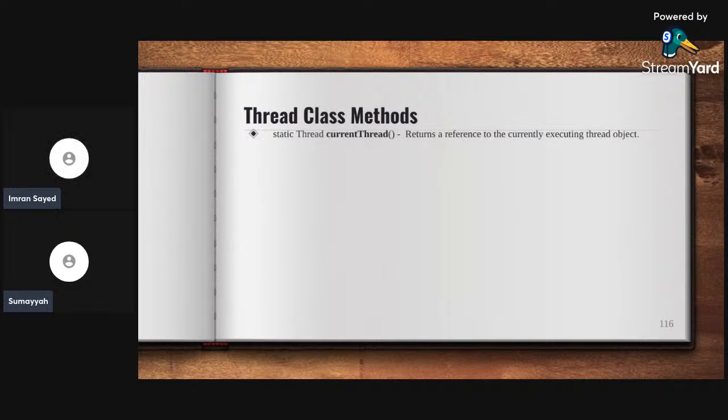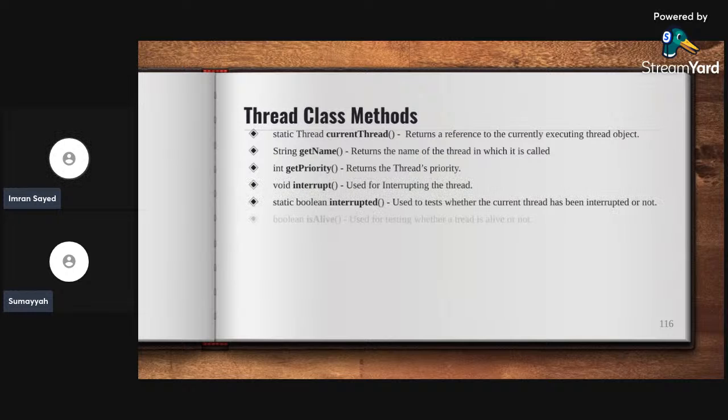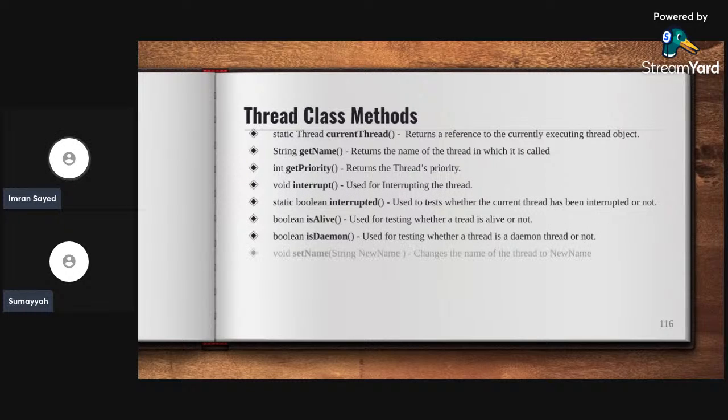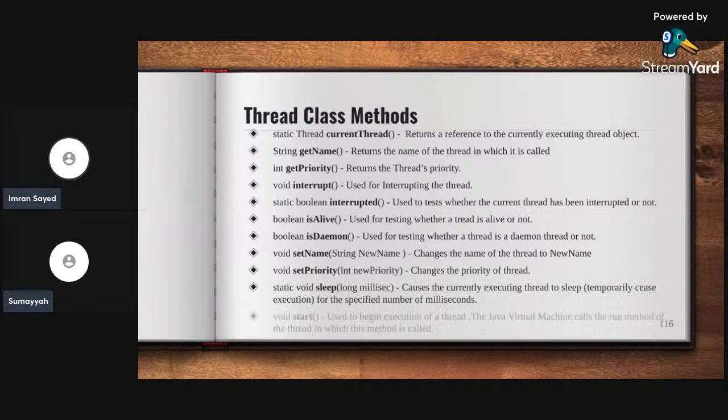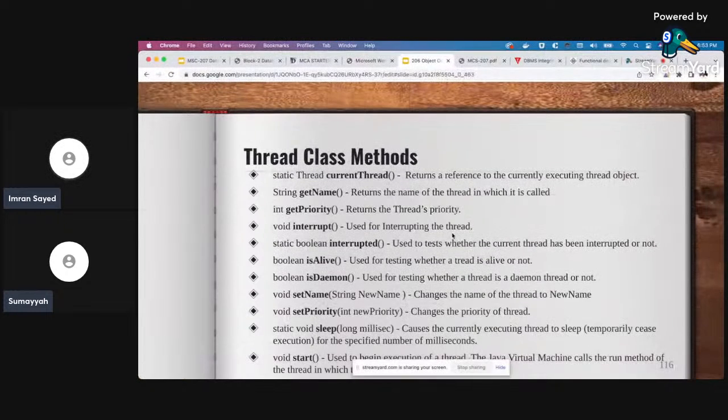Thread class methods: you have currentThread, getName, getPriority, interrupt, interrupted, isAlive, isDaemon, setName, setPriority, sleep, and start. currentThread returns the reference of the currently executing thread. getName gets the name of the thread. getPriority returns the priority of the thread. interrupt is used for interrupting a currently executing thread. interrupted allows us to test whether the current thread has been interrupted or not. isAlive is to test whether the thread is alive or not.